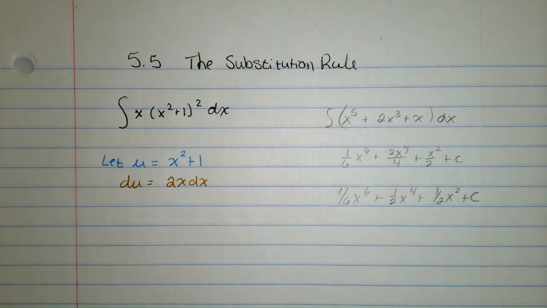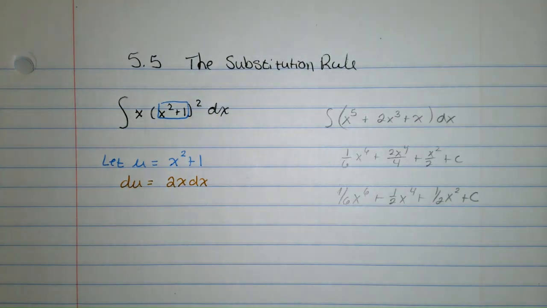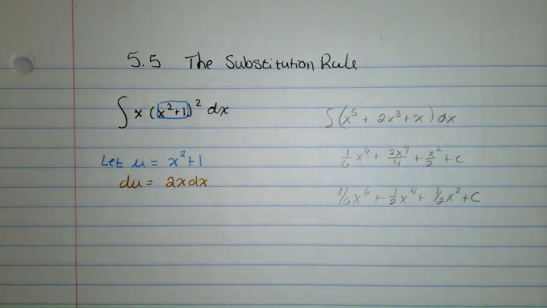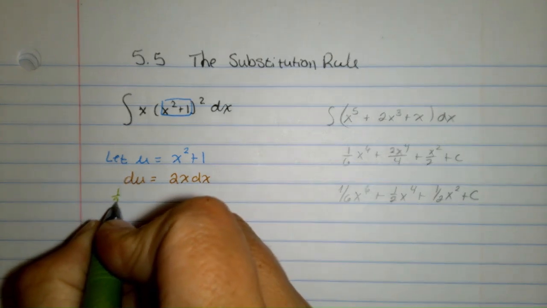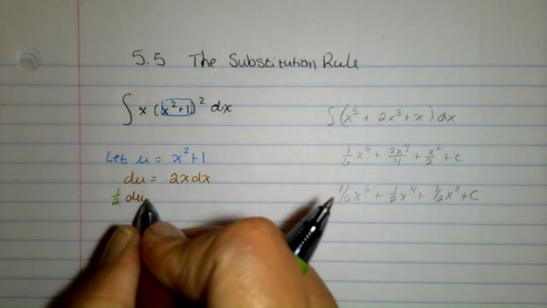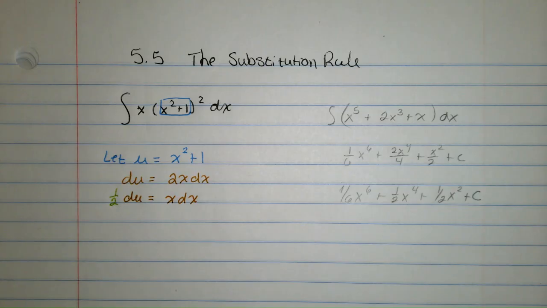I kind of have this, this is my u, but that's not my du. So let's rewrite things a little bit differently, okay? One half du would equal x dx though, right? Okay.